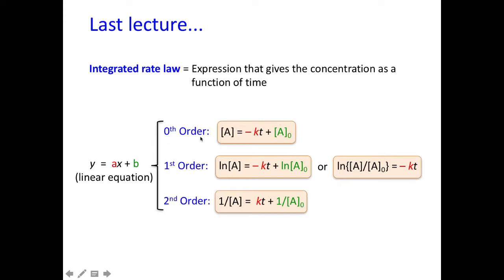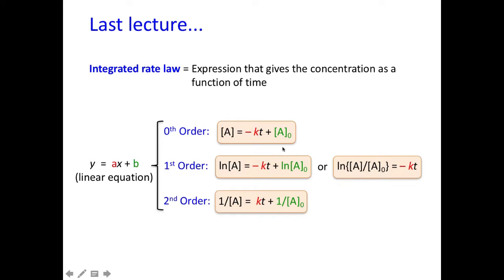For a zeroth order reaction, the concentration of the reagent is given by this expression. So this is the integrated rate law for the zeroth order reaction, where you can calculate the concentration of A as a function of time, provided you know the initial concentration of A and the rate constant K. If you have a first order reaction, the relation between concentration and time is shown here, or alternatively by this other expression. And if you have a second order reaction, you would have this relation between concentration and time.